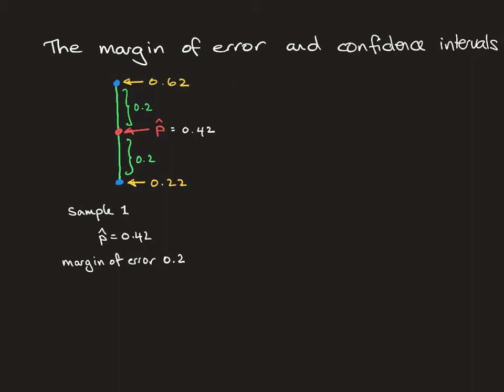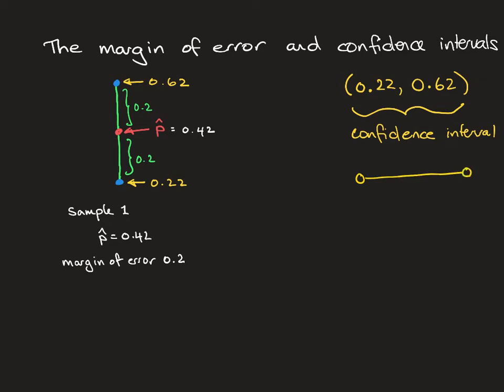And so these two yellow values are the values that we put into our confidence interval. So our confidence interval for this particular sample goes from 0.22 to 0.62. It looks like the coordinates of a point, but this is actually a confidence interval, and you can think of it as an interval that goes from 0.22 to 0.62. If you think of that as a number line, it would be an interval. So for sample number 1, our confidence interval, CI, is from 0.22 to 0.62.